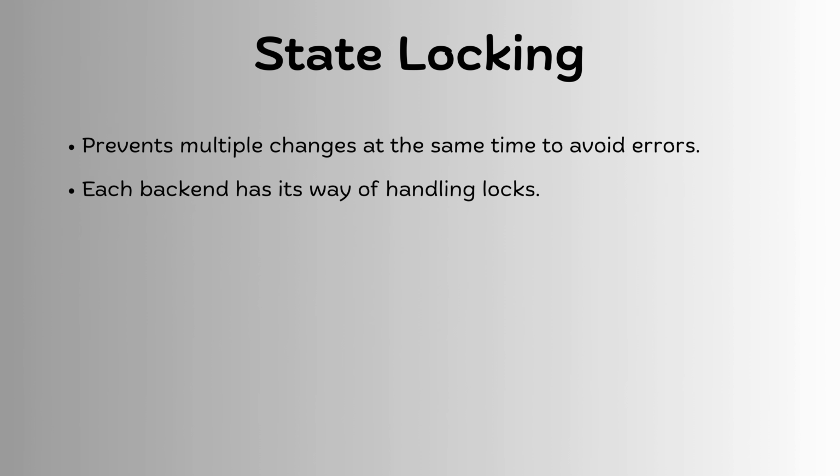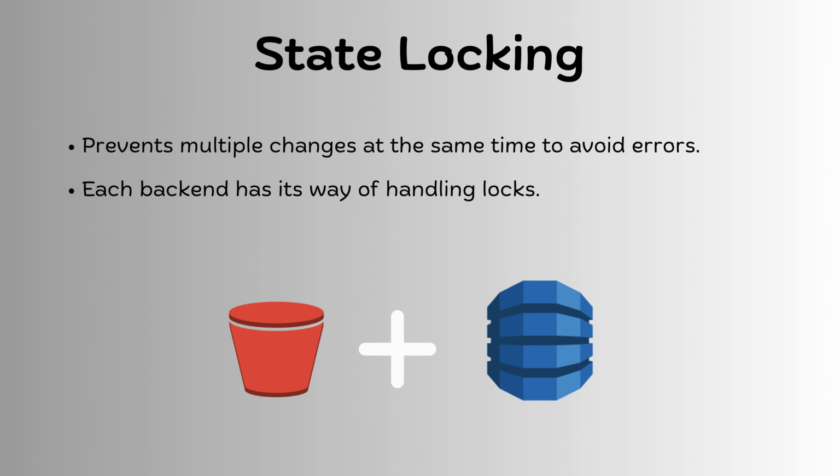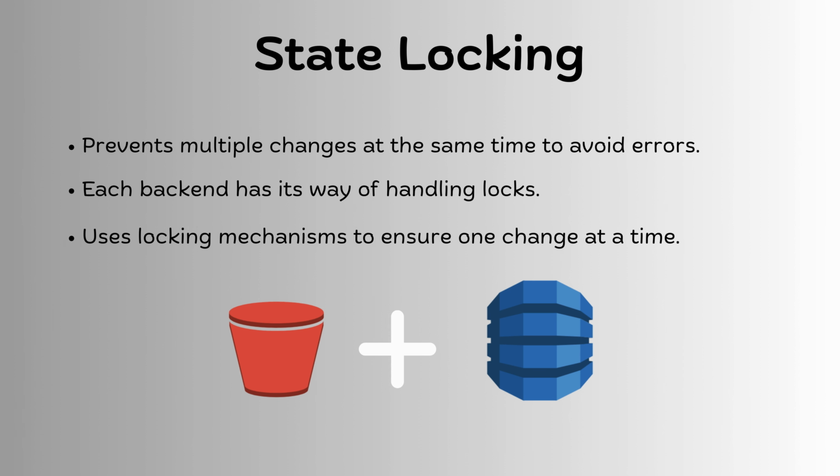Each backend uses different methods for locking. For example, when you're using AWS S3, it uses DynamoDB for this, while Terraform Cloud has its own built-in locking system. This lock essentially ensures that the changes are applied in the correct order and you don't have any conflicts in your configuration.